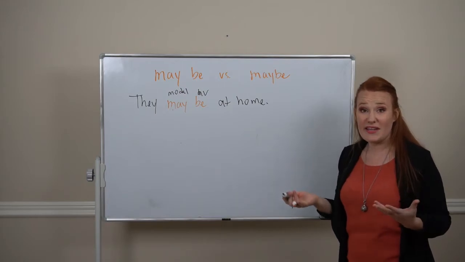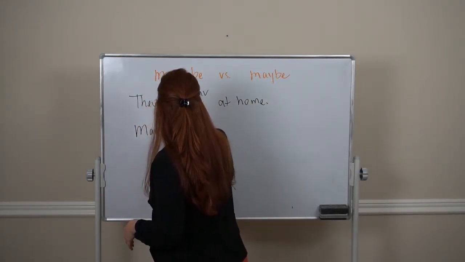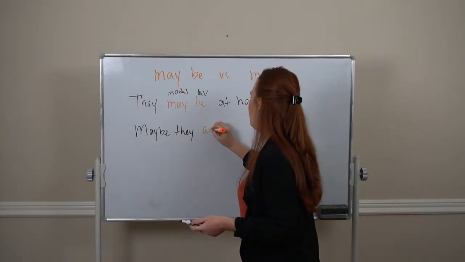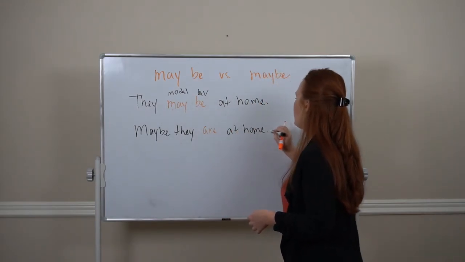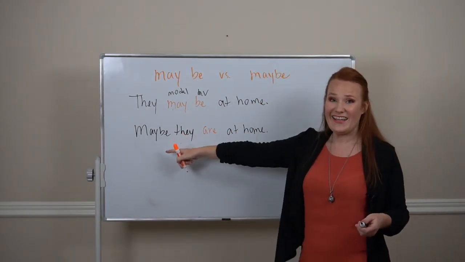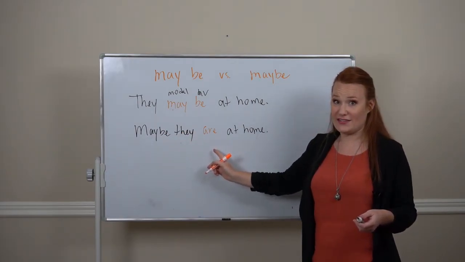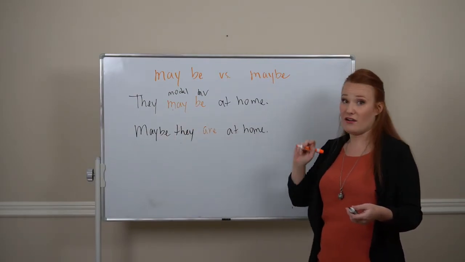I can express the same idea with maybe. Maybe they are at home. But here, maybe is an adverb. It is not part of the verb for this sentence. Usually maybe will go at the beginning of the sentence. Maybe they are at home.